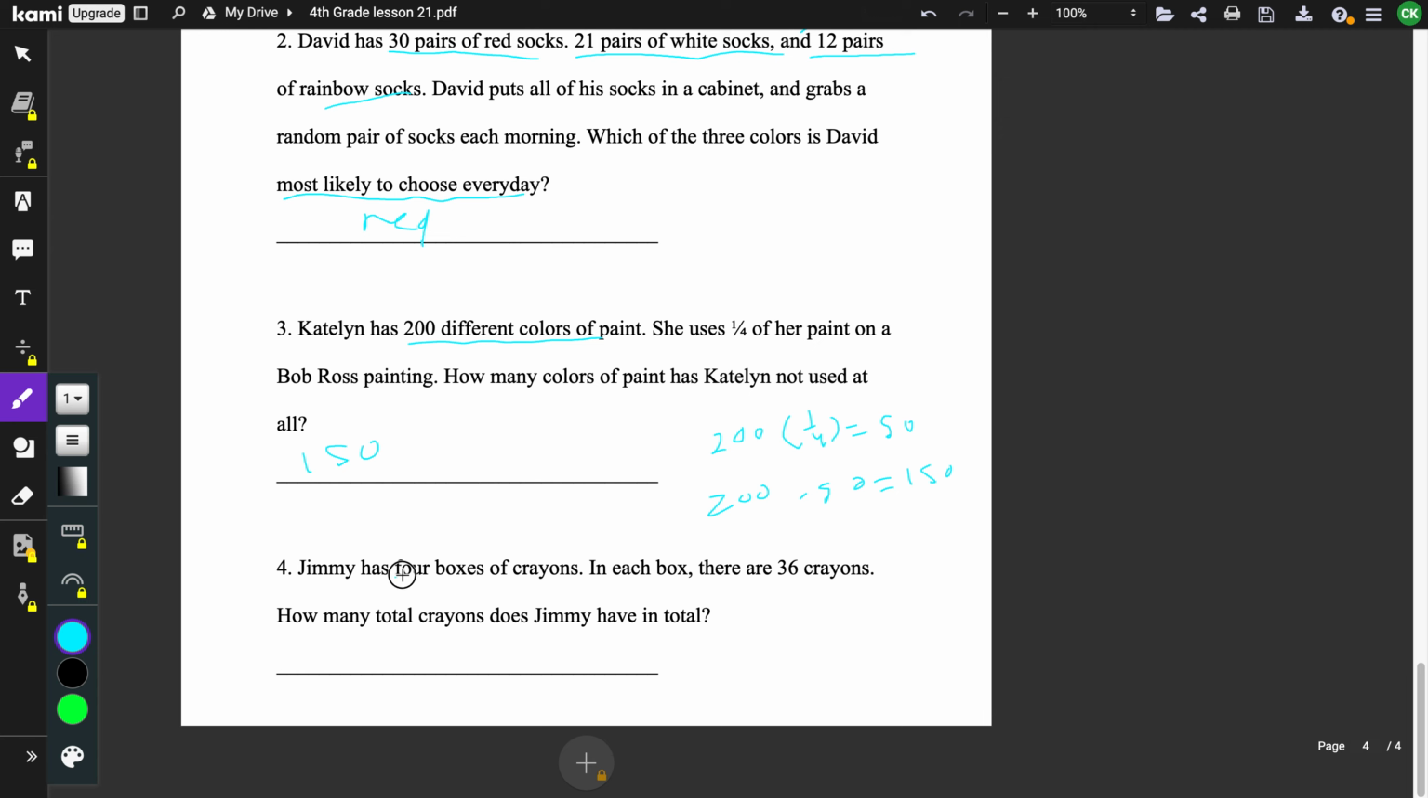Last one, Jimmy has 4 boxes of crayons. In each box there are 36 crayons. How many total crayons does Jimmy have in total? So if there's 4 boxes and there's 36, that means we would do 36 times 4, and then get 24, 12, and then we would get 144 crayons in total. And yeah, that's it.